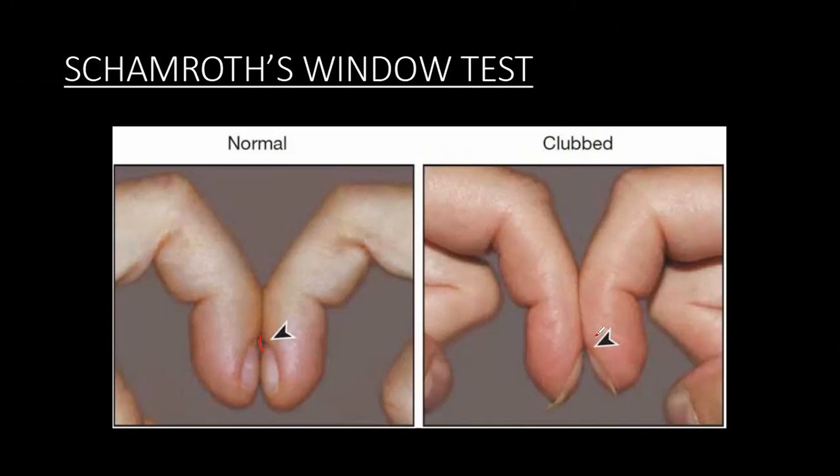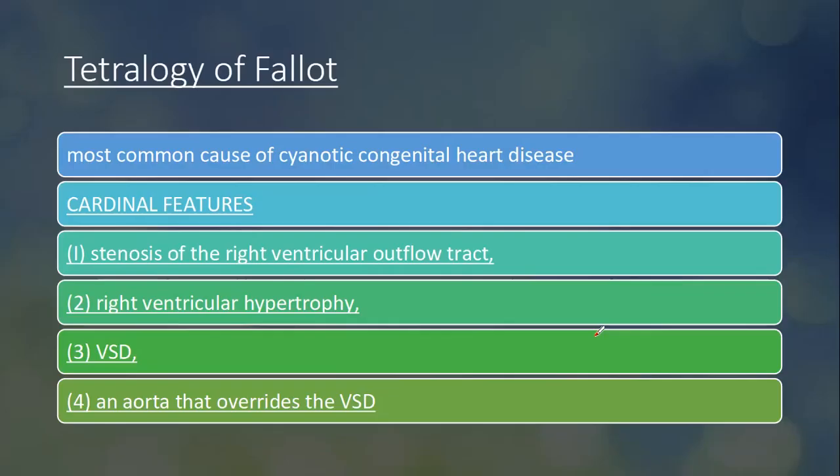So very important that. Now, tetralogy of Fallot, I must know, because it is the most common cause of cyanotic congenital heart disease. And it will present with four cardinal features. That is why it is a tetralogy. You must understand this. One, stenosis of the right ventricular outflow tract. It can be a stenotic infundibulum, a stenotic pulmonary valve, or the pulmonary trunk itself.